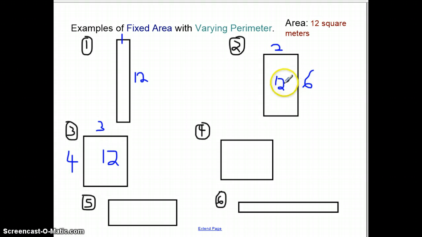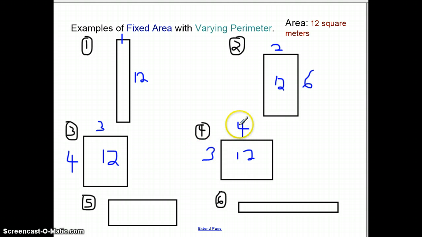2 times 6 is going to be 12. 3 times 4 is going to be 12. And I'm going to do something that may confuse some of you guys. 4 times 3 is going to also equal 12. And you're going to say, well, wait a minute, Mr. Tajik, this is exactly the same square, or rectangle, excuse me, as this other one.